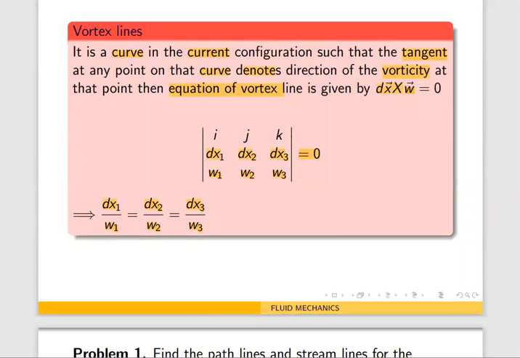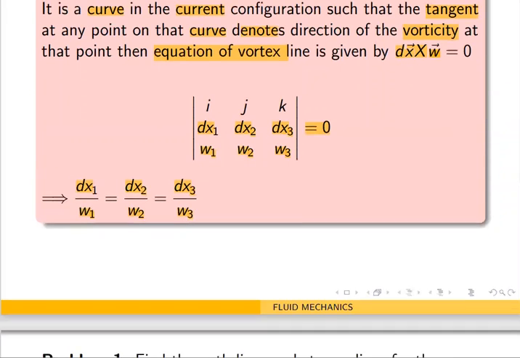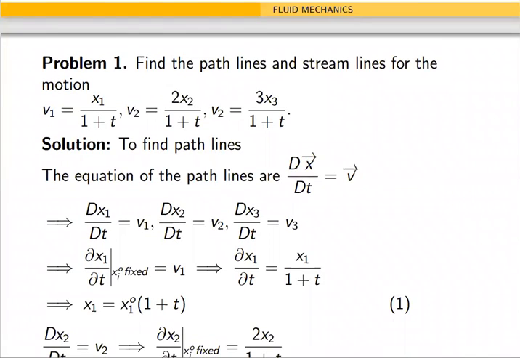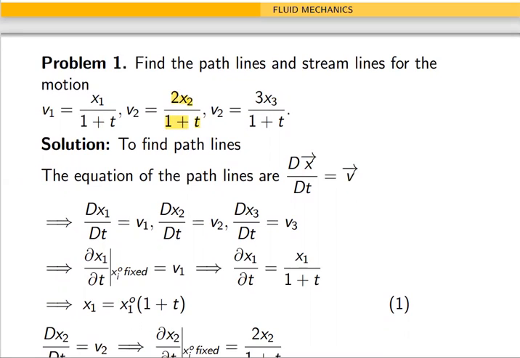Let us take up some problems now. Let us take problem 1. Find path lines and streamlines for a motion given by v1 equal to x1 by 1 plus t, v2 equal to 2x2 by 1 plus t, and v3 equal to 3x3 by 1 plus t. Now, they have given the velocity in the spatial form. You have to find the path lines and we have to find the streamlines for this motion.